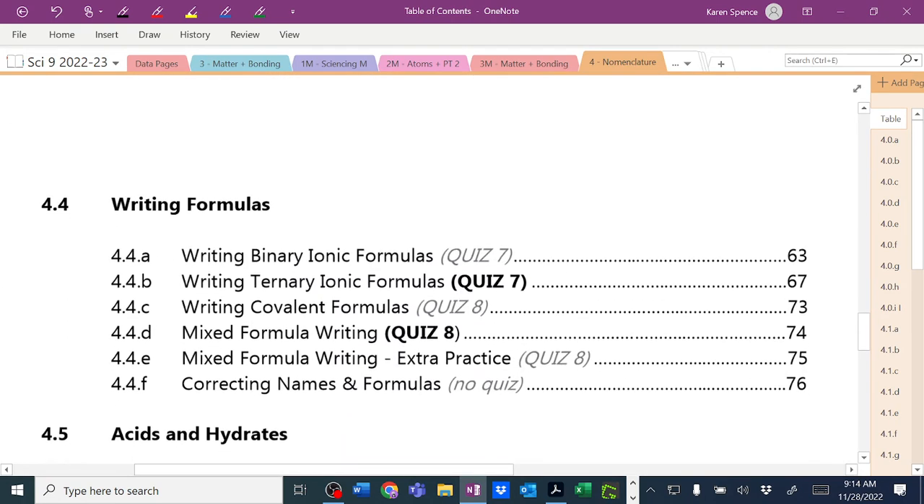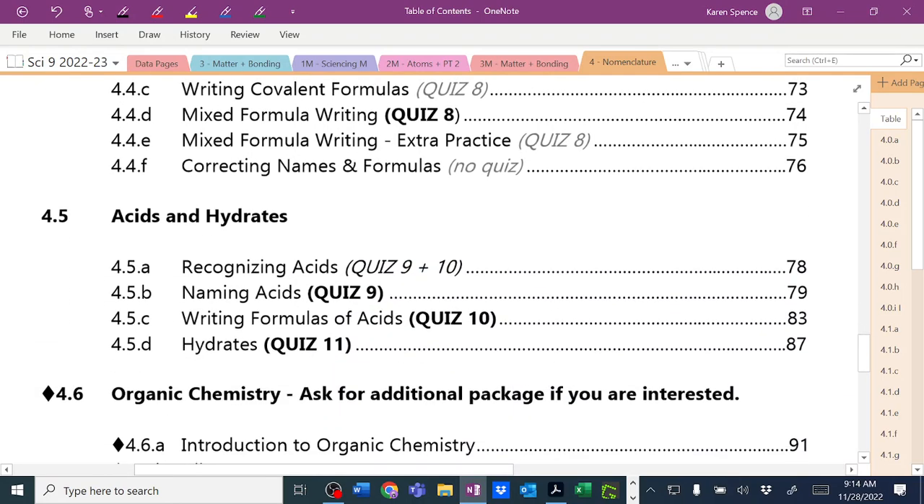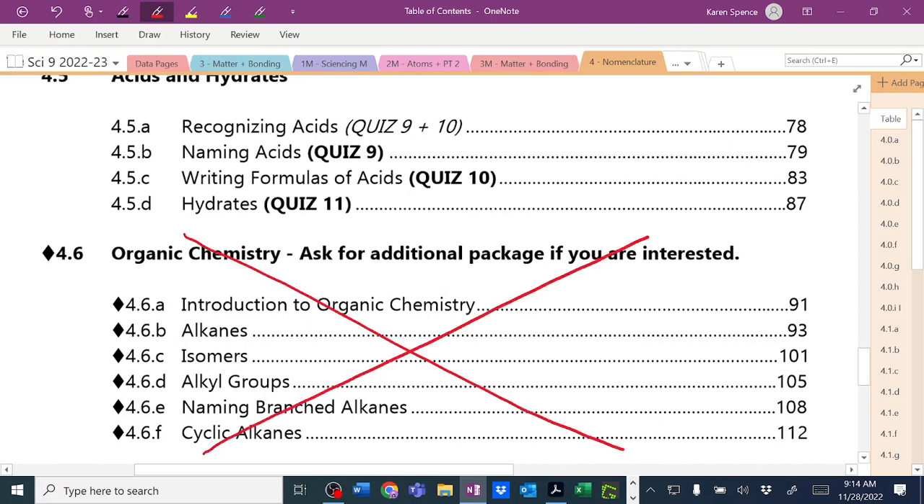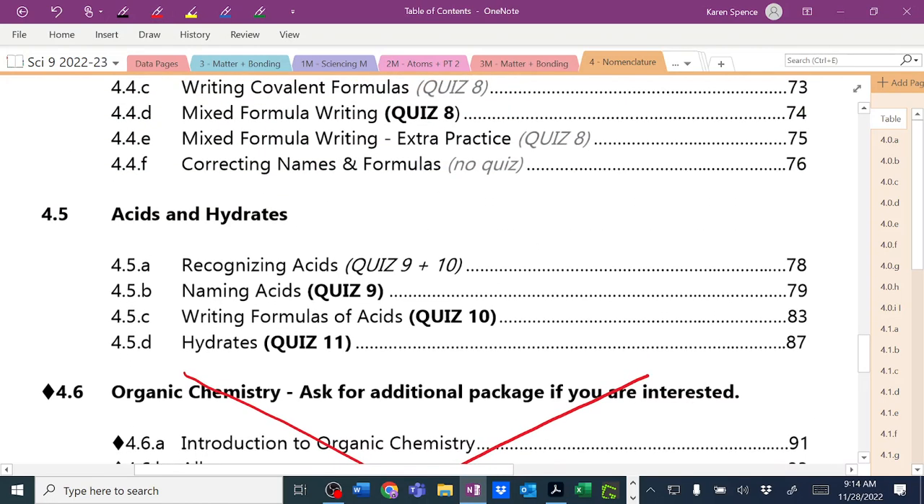If you flip to the second page, the back of the cover, the inside cover, you will see that I have crossed this out because organic chemistry, unfortunately, I photocopied the wrong page for the front cover. This is actually the grade 11 one. So organic chemistry is crossed out, and there is a black diamond beside 4.5.